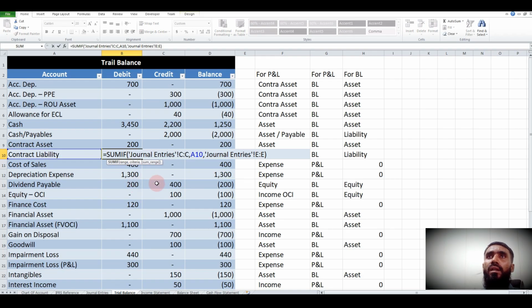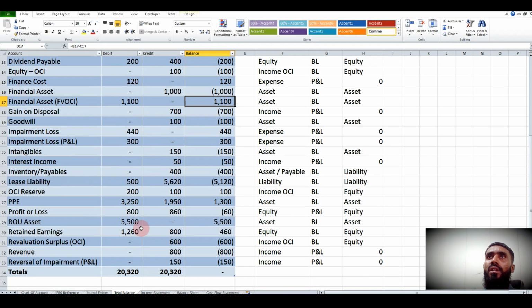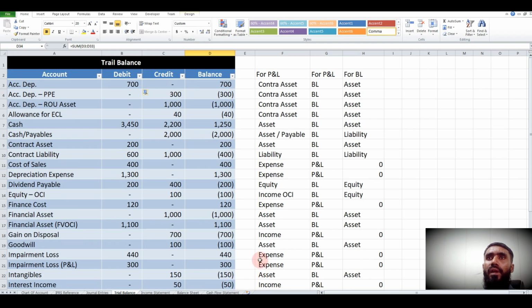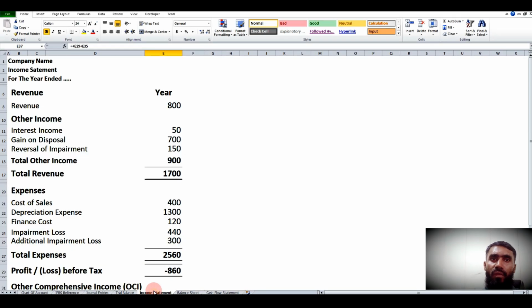Now I have linked this for the trial balance. I have linked the trial balance with the journal entries. Here is the accumulated depreciation, debit and credit balances. All are here, the debit and the credit. Now I have linked these for the financial statement purpose. Which one goes where? I have created these entries manually.